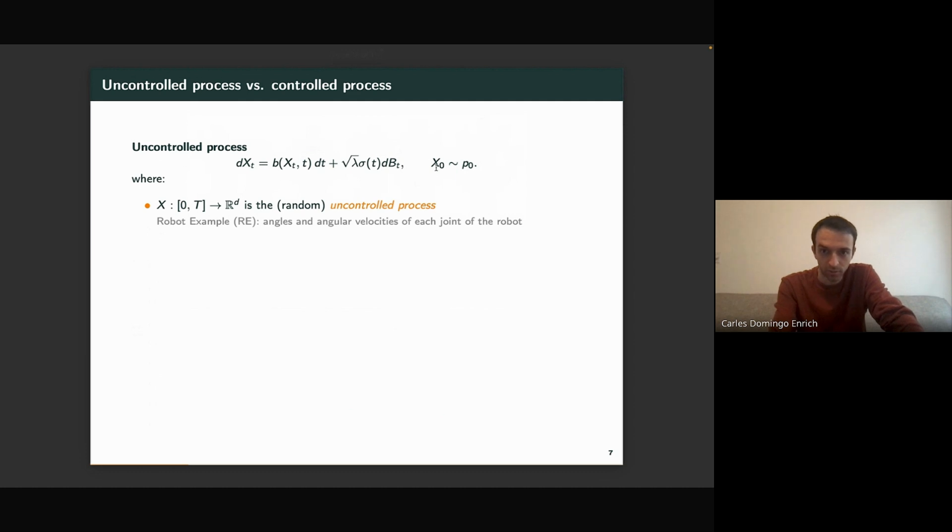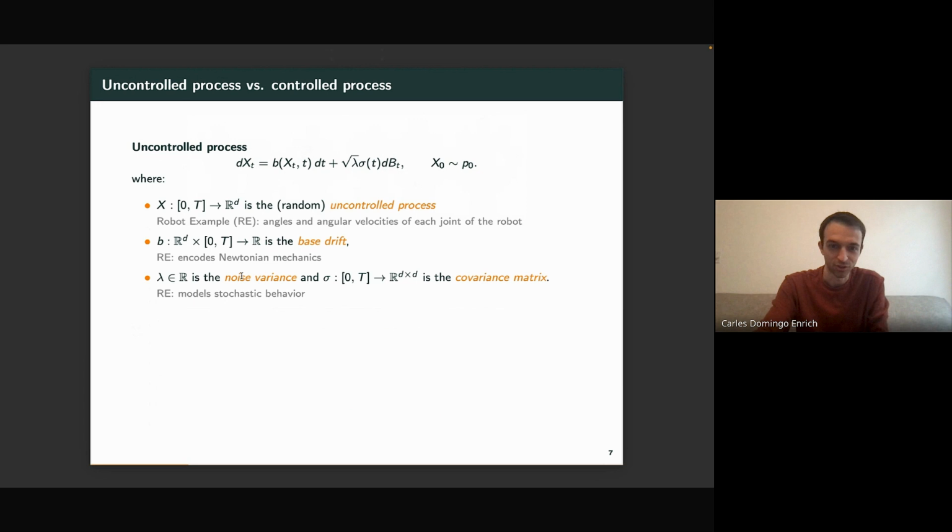So you start from an initial distribution P0, and then you have an SDE that has a drift term and a stochastic term. So here X is just this process that goes from the interval 0 to T to the Euclidean space. In the case of the robot, that would be angles and angular velocities of each joint of the robot, for example. B, which is here, is the base drift. So in the case of the robot, that would encode Newtonian mechanics.